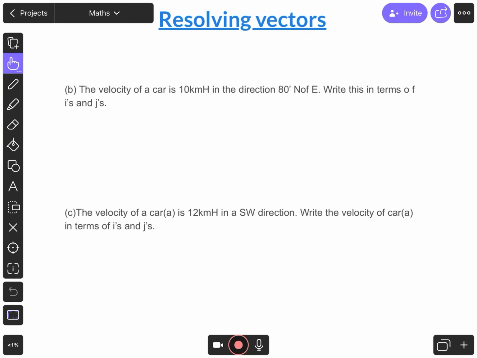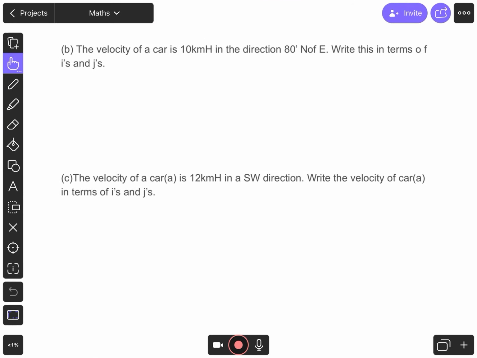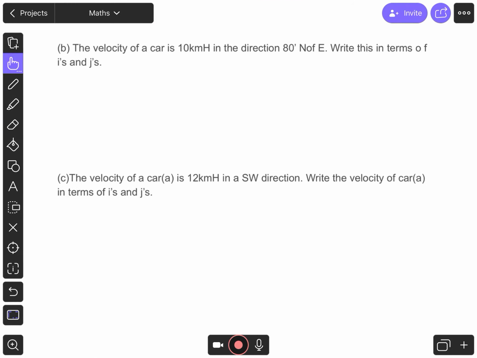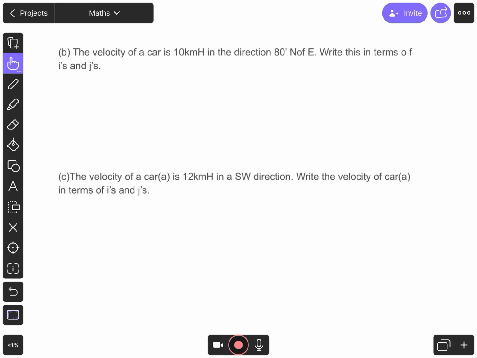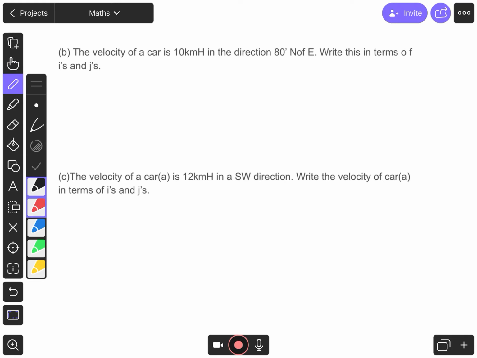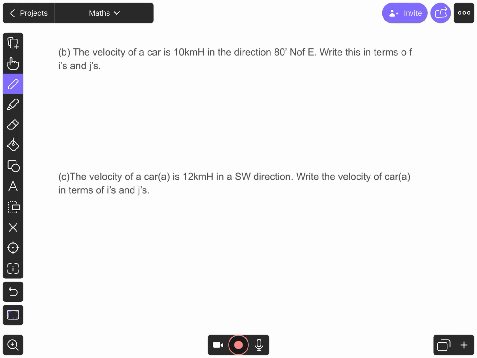So when we're looking at resolving the vectors, the first one is: the velocity of a car is 10 kilometers per hour, so it's going 10 kilometers per hour, the speed of it. It's in the direction of 80 degrees north of east, and we want to write this in terms of i's and j's. First, let's look at what this actually looks like. I'm going to draw my little north, south, east and west. I know that these are my i's and these are my j's.